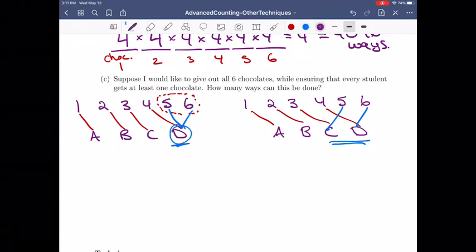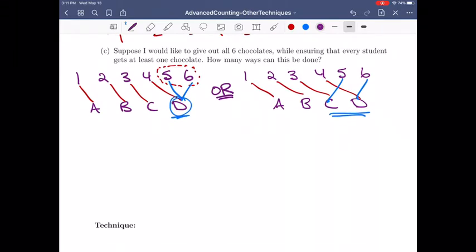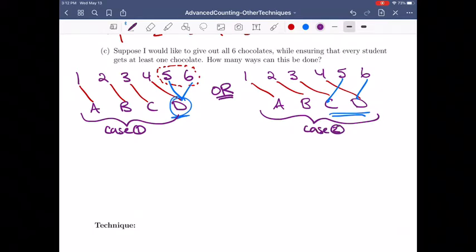Now, there's 2 drastically different ways in which this task could be done. Obviously, it's one way or the other way. I can't do both because the students are getting different numbers of chocolates. So these are going to be my cases. Okay, so this one I'm going to call case 1, and we're going to count it separately from case 2. Okay, and then I'm going to have to add these 2 results.